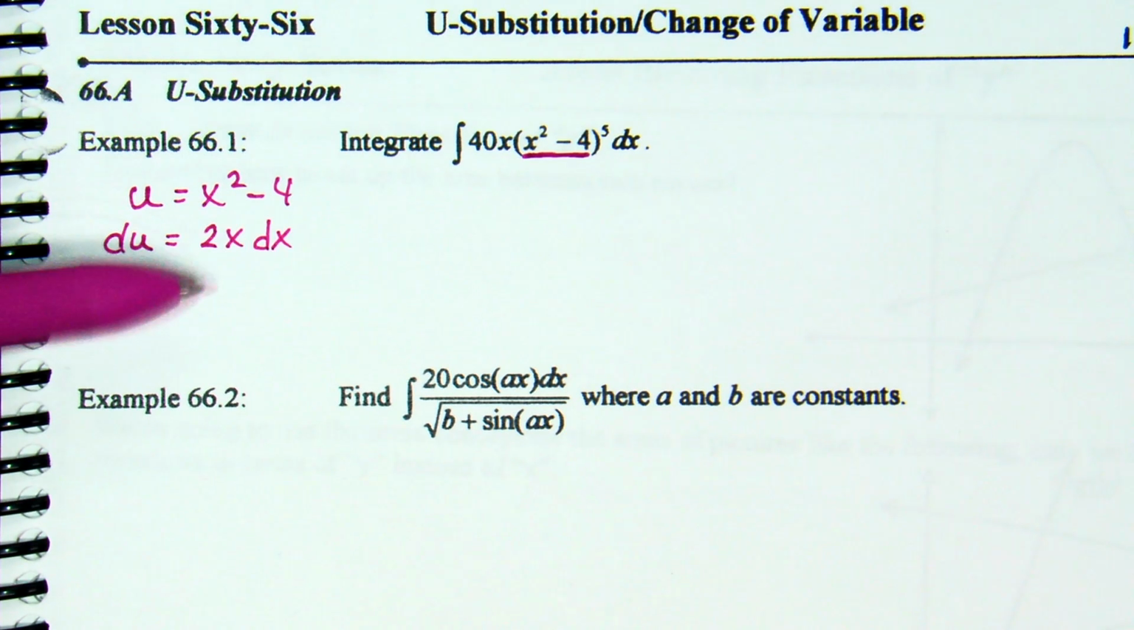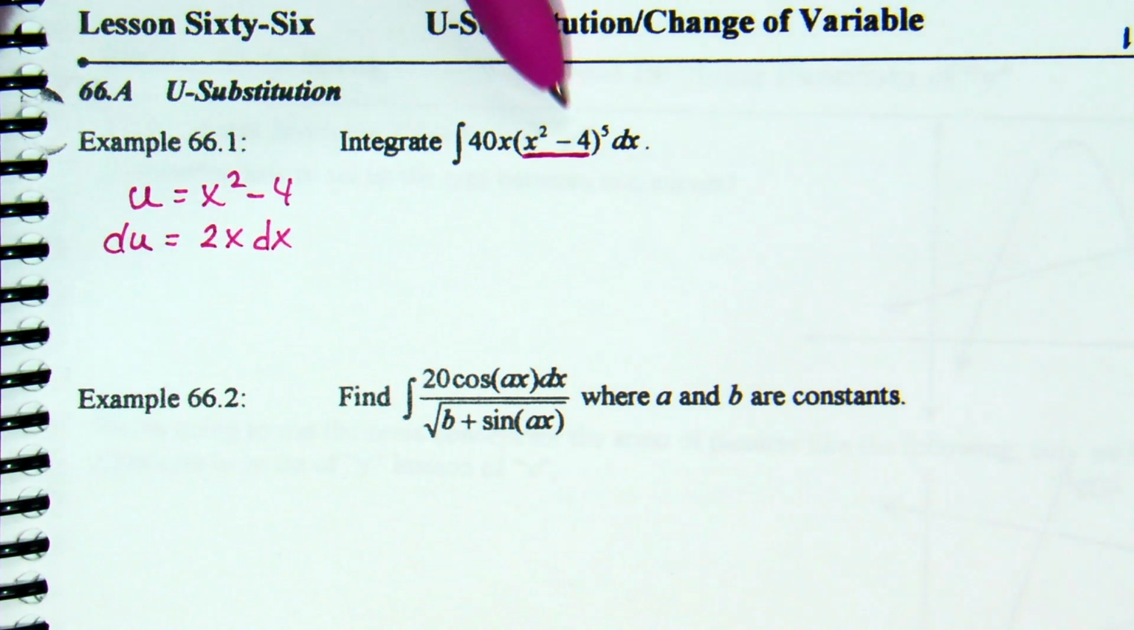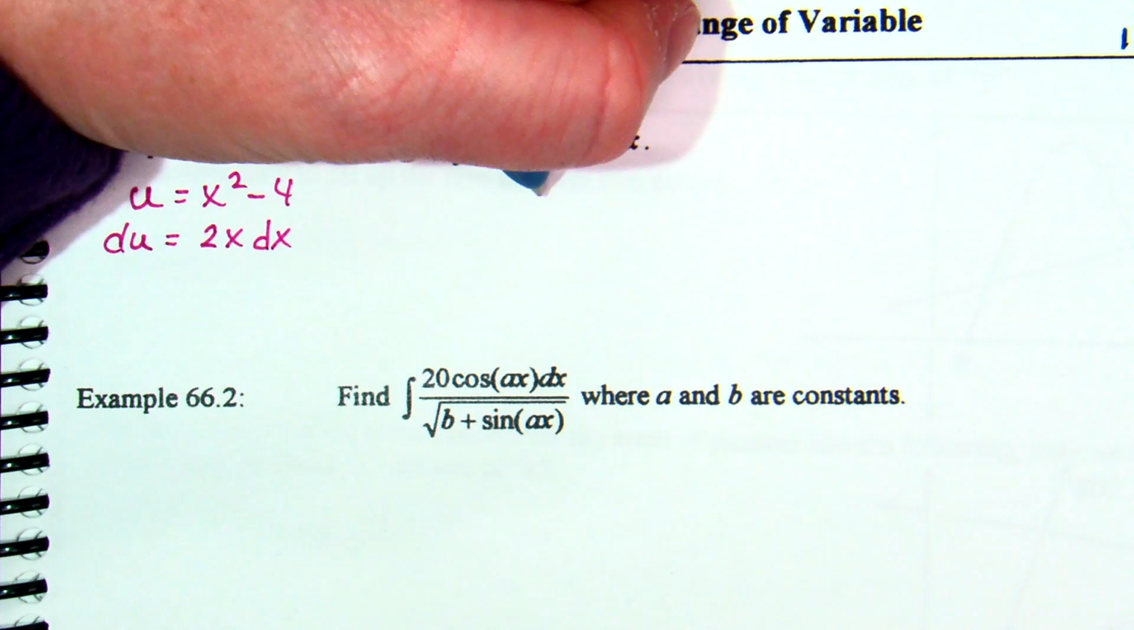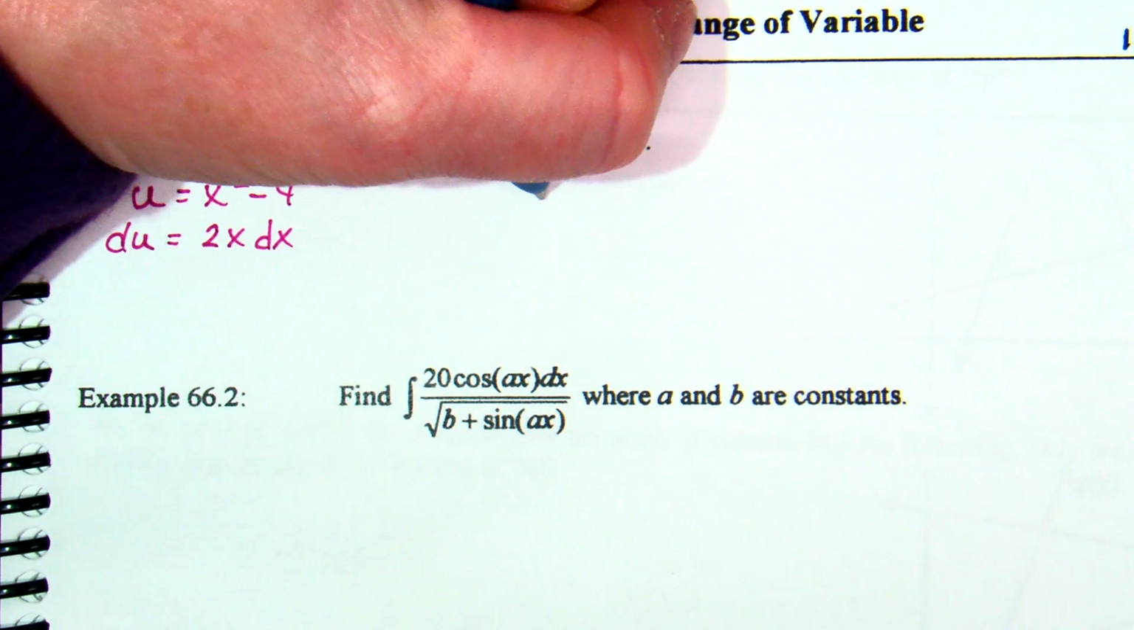So the first thing I did is I let u represent whatever my inside piece was. I took that derivative. So that means x squared minus 4 is u. I'm going to replace it, and I'm going to try and get this all in terms of u. So x squared minus 4 is u. So I'm going to write this as u to the 5th. Yes?